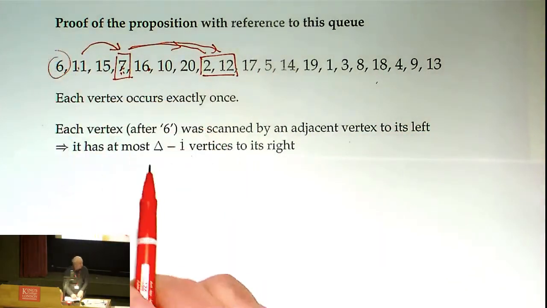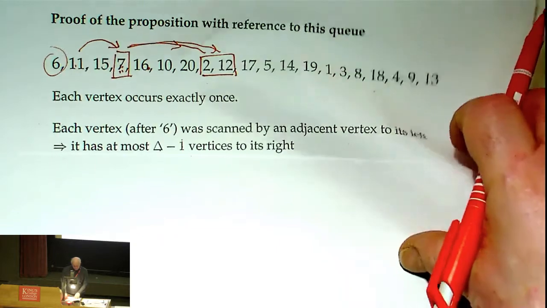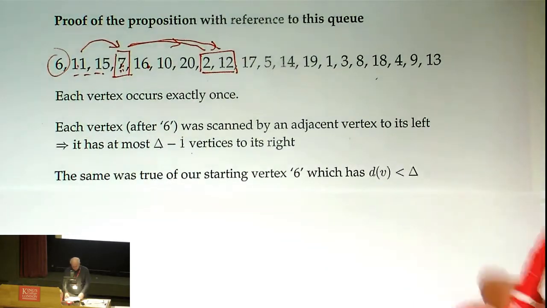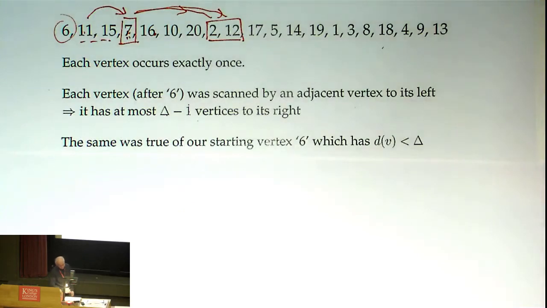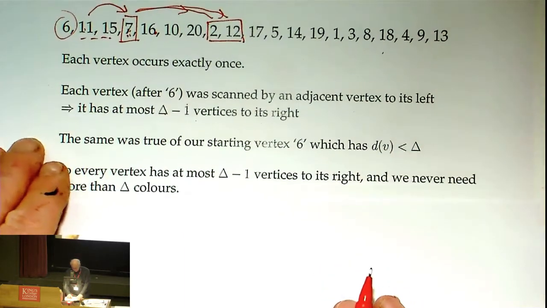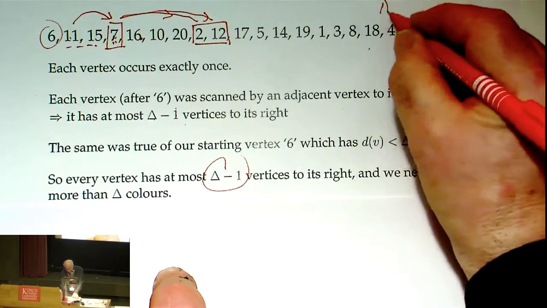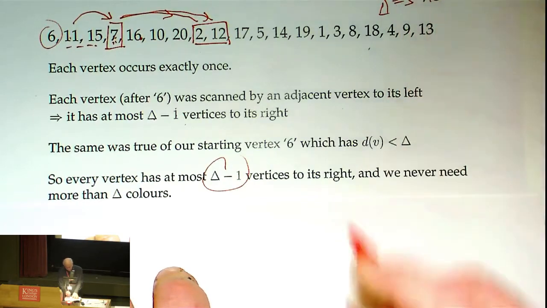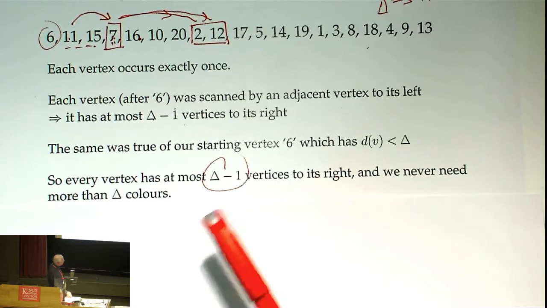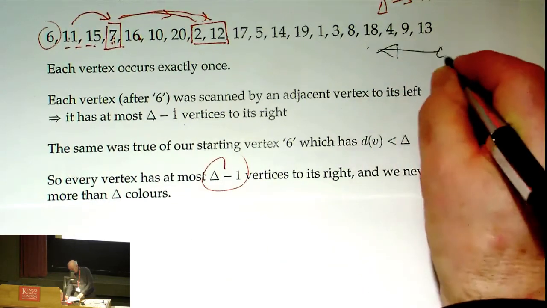And that's also true of 6, because we chose 6, so it didn't have maximum degree. So 6 can only be adjacent to at most delta minus 1, in this case 2 vertices. In fact, 6 was adjacent to 11 and 15. So actually, every vertex in the queue now has this property that I've written here: it has at most delta minus 1, I'm doing it in general, in this case delta is 3 in this example, vertices to its right in the queue that come in after that vertex. That means that when we colour from the right, starting from 13, we're colouring in this direction.